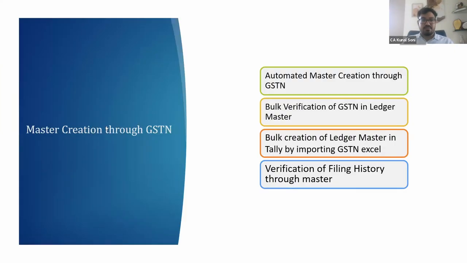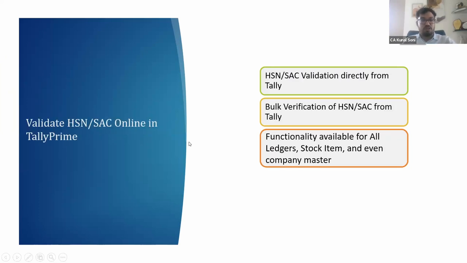Now coming to the other part, this was with regards to master creation in Tally. Now there is even an option for HSN code, SAC code verification. So what exactly it does? So see, you would have entered HSN code for multiple ledgers or for multiple stock items. And based on the same, GST is calculated with the respective rates. And accordingly, the same is updated in your GSTR1 in Tally. So whether those HSN codes entered are correct or incorrect.